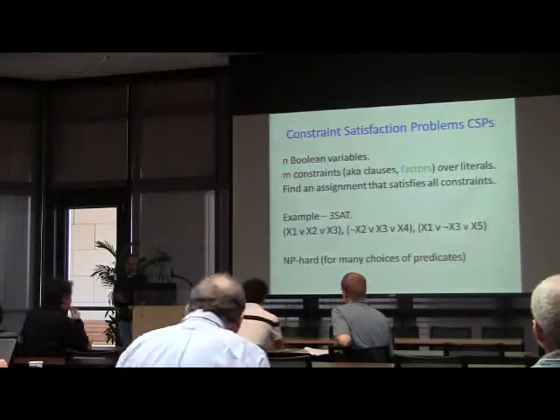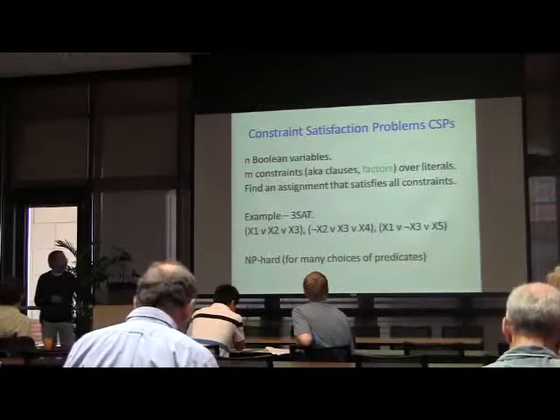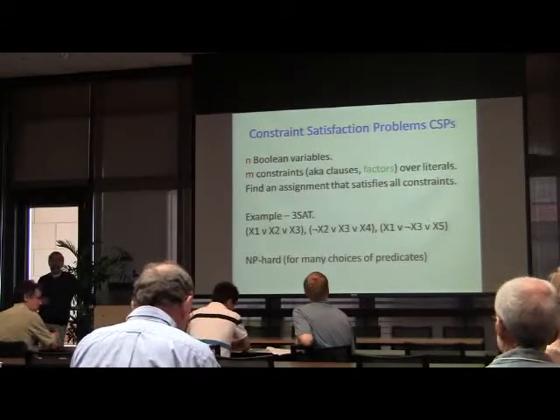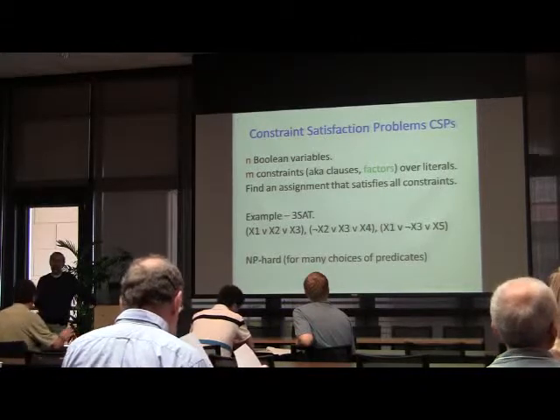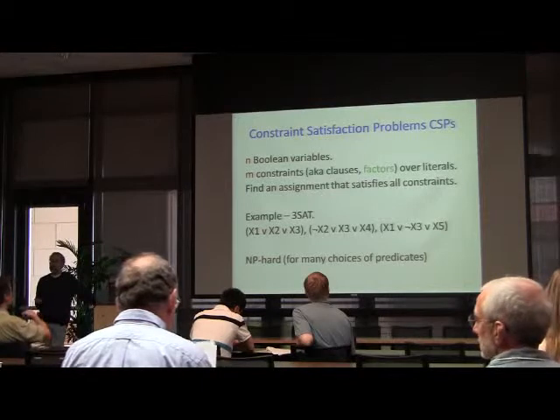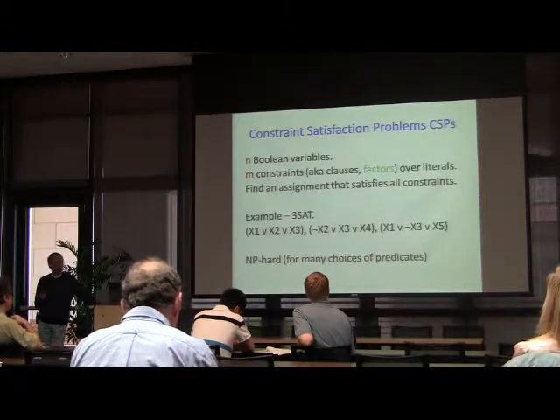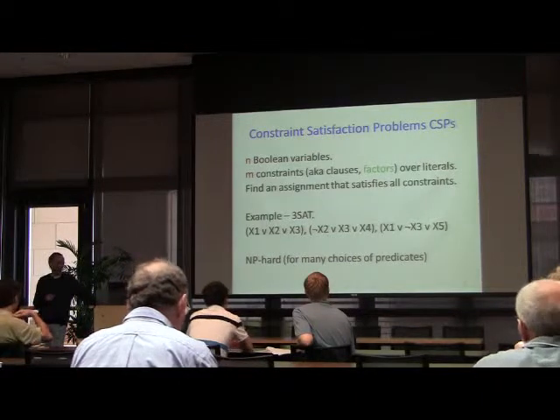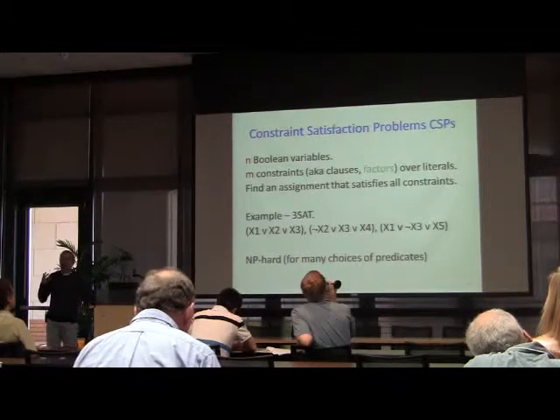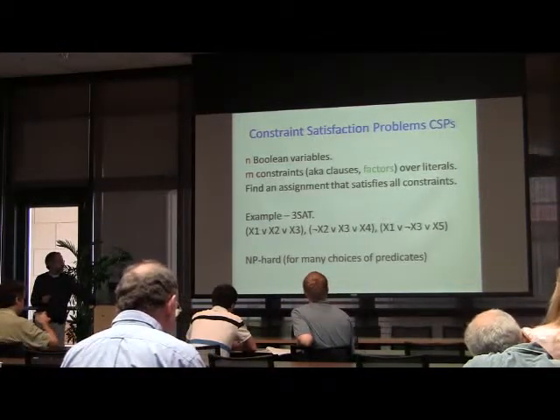So we all know what constraint satisfaction problems are, but here's a small reminder. In constraint satisfaction problems, we'll denote the number of variables by n, and we'll have m constraints. The constraints are sometimes called clauses or factors. They come in different names. Each constraint involves several literals, and one needs to find an assignment that satisfies all constraints.